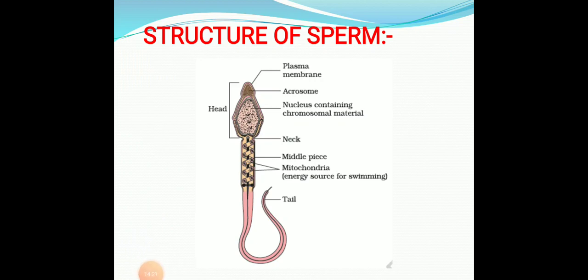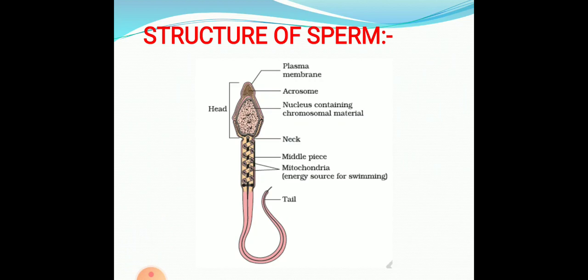So this is the structure of sperm. Sometimes they may ask for 5 marks, so that's why it is necessary to explain the structure of sperm. Without knowing the structure of sperm, we cannot understand the process of spermatogenesis. So many times the structure of spermatozoa is asked for 5 marks. So this is the complete structure of the sperm.